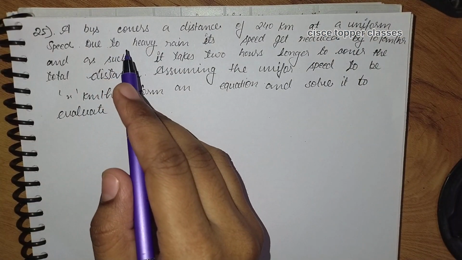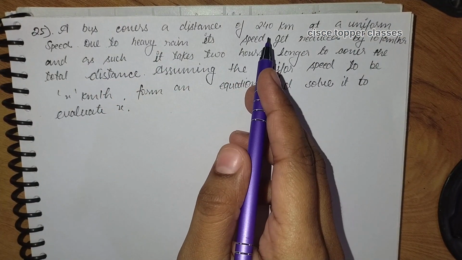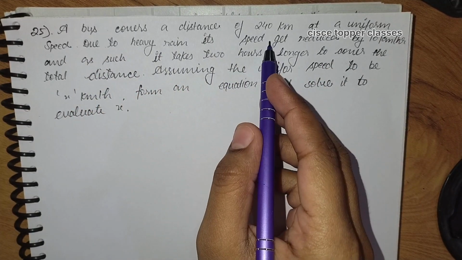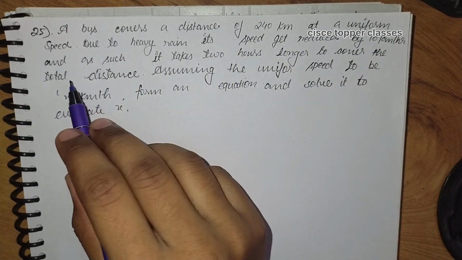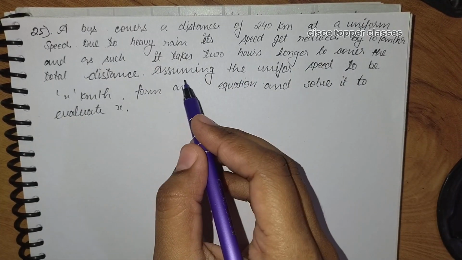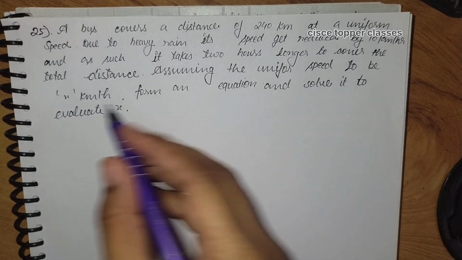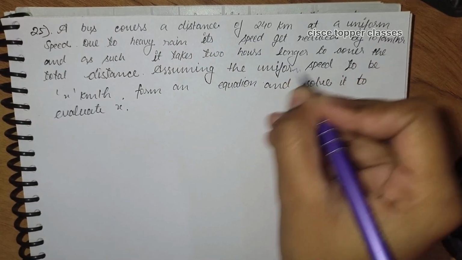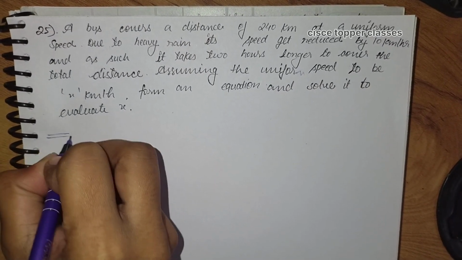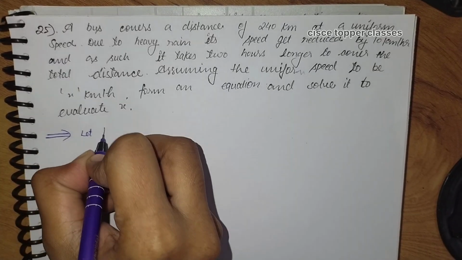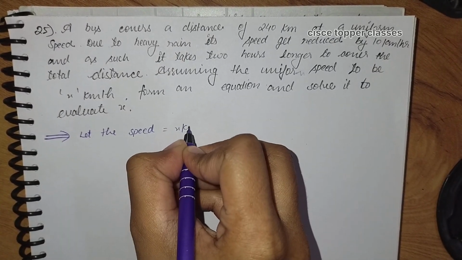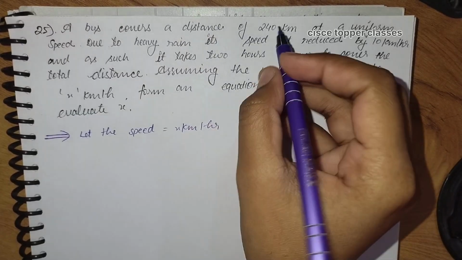Now let us solve this question. A bus covers a distance of 240 km at a uniform speed. Due to heavy rain, its speed gets reduced by 10 km per hour, and as such it takes 2 hours longer to cover the total distance. Assuming the uniform speed to be x kilometer per hour, form an equation and solve it to evaluate x. So we have to firstly let the speed here. Let the speed be x kilometer per hour when it covers 240 kilometer.